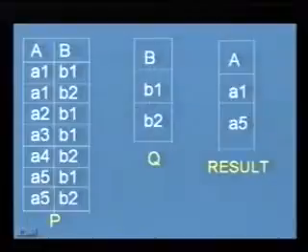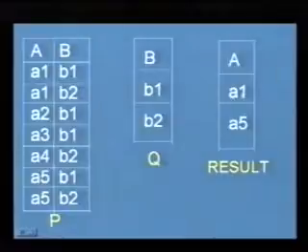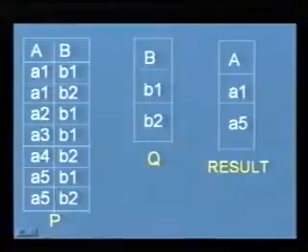Now consider that P contains the attributes A and B as shown here, and Q contains the attribute B for which there are two values B1 and B2. Now we will see how we will obtain this result by dividing P by Q. That is, we will see first A1 is associated with B1 as well as it is also associated with B2. Therefore, A1 falls in the result.